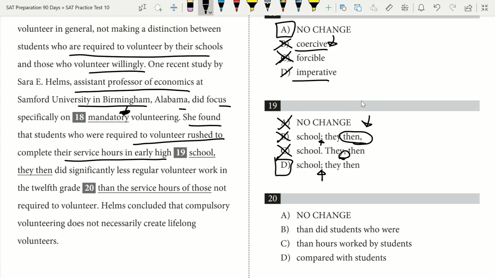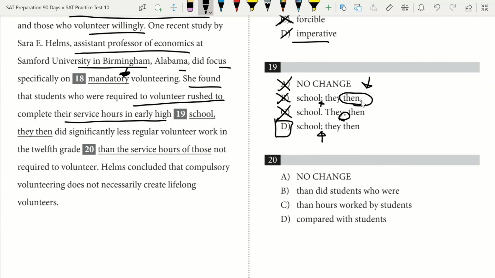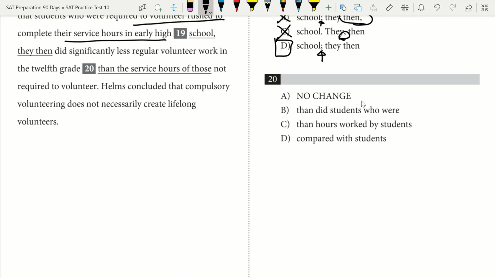So sometimes in the SAT, they will put commas in random places. Don't freak out. Just say there doesn't need to be a comma there, therefore it's wrong. Just understand that. All right, so next up we've got question 20. Did significantly less regular work in the 12th grade than, okay, this has to be, then did students who were not required to volunteer. Okay, and I'll show you why. B is going to be correct here.